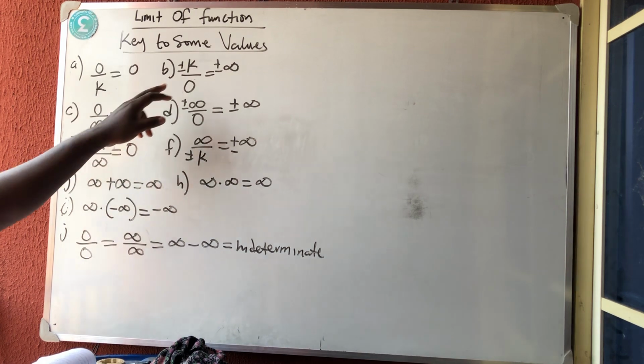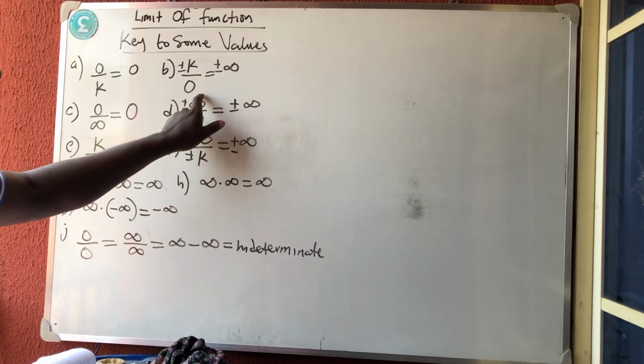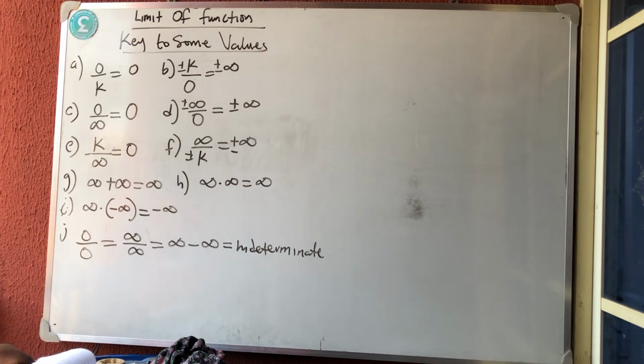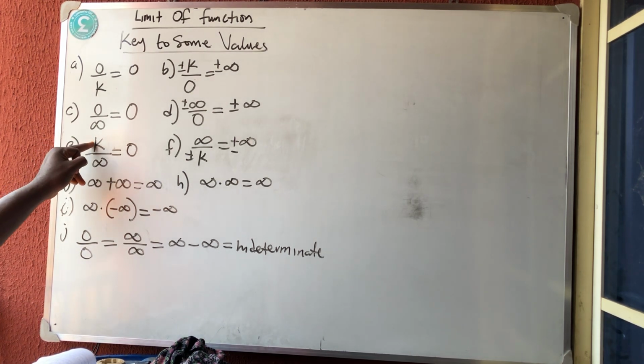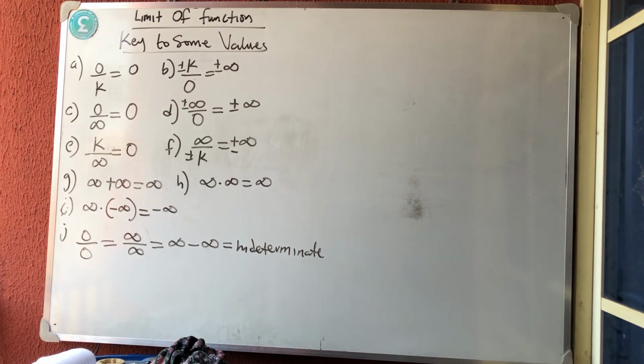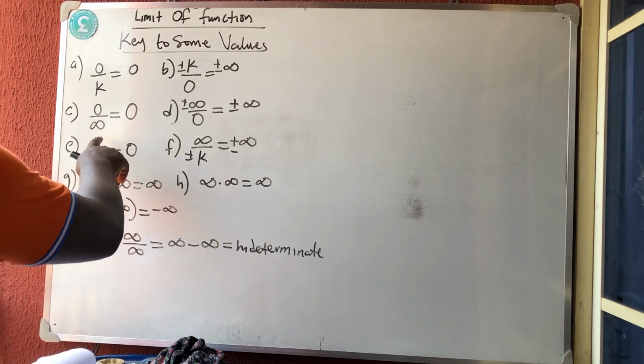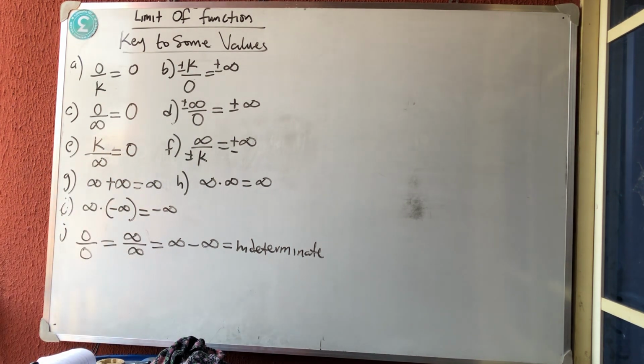Now, 0 over infinity. Infinity is now at the bottom. 0 over infinity is 0, but if infinity is up over 0, it becomes infinity. So any number over infinity is 0, and infinity over any number is infinity. Forget about the other cases. Just know that any number over infinity, if infinity is at the denominator, the answer is 0, but if infinity is at the numerator, the answer is infinity.